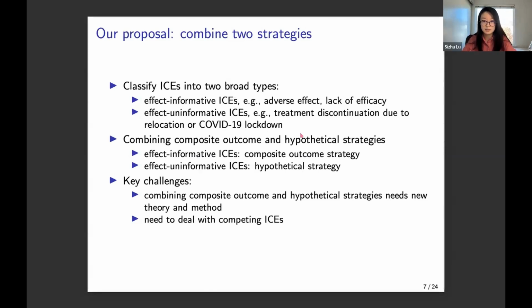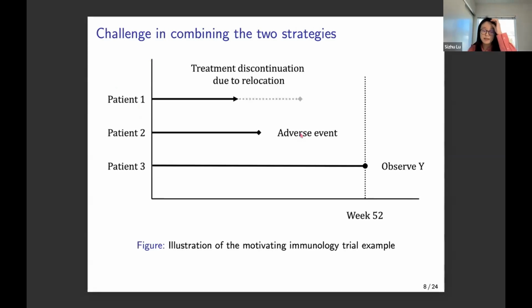Those we can believe some conditional independence between them and the potential outcomes of interest. And then we are going to combine 2 strategies, the composite outcome strategy and the hypothetical strategy, to deal with them. So we're going to essentially deal with these 2 types of intercurrent events using 2 different strategies. And of course, there will be some key challenges combining both strategies. We will need some new theory and method, and we also need to deal with the competing intercurrent events. So I'll illustrate the competing challenge more here.